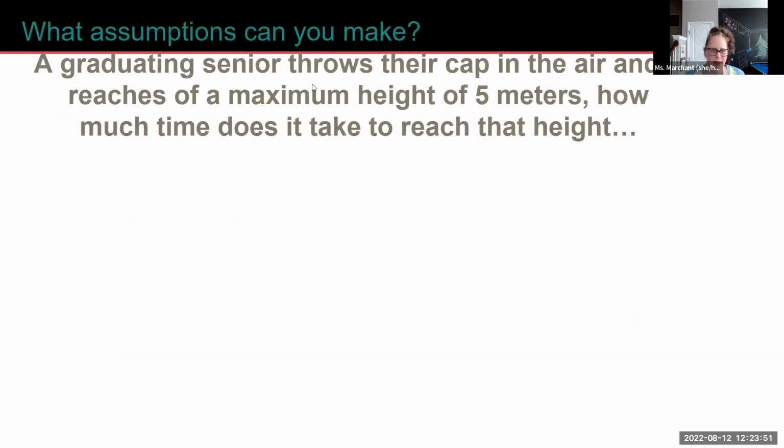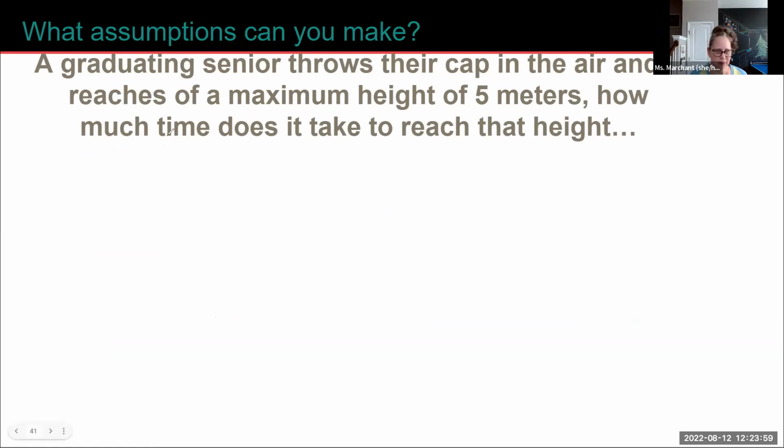So let's do a practice one so you can see what I'm doing, and just make sure you have all the things identified, but you can use whatever process you want. A graduating senior throws their cap in the air and it reaches a maximum height of 5 meters. So I'm going to circle that. I'm going to put a D for distance. How much time? Okay, that's a question, right? So that is my unknown, and that's time that we're looking for. Does it take to reach that height?